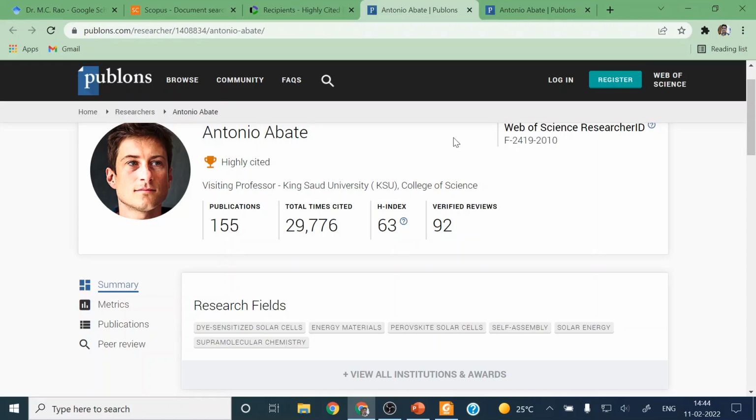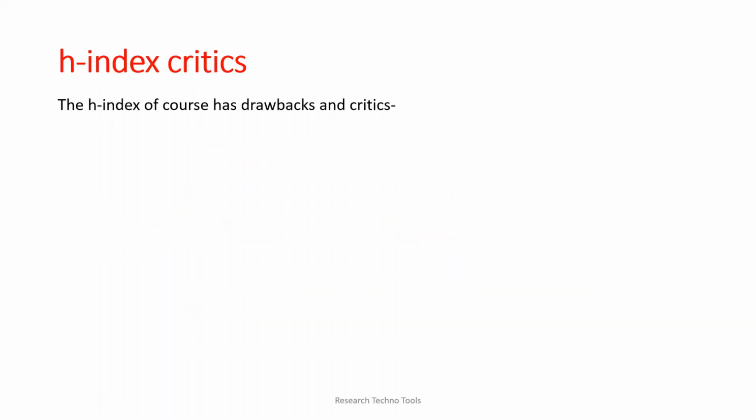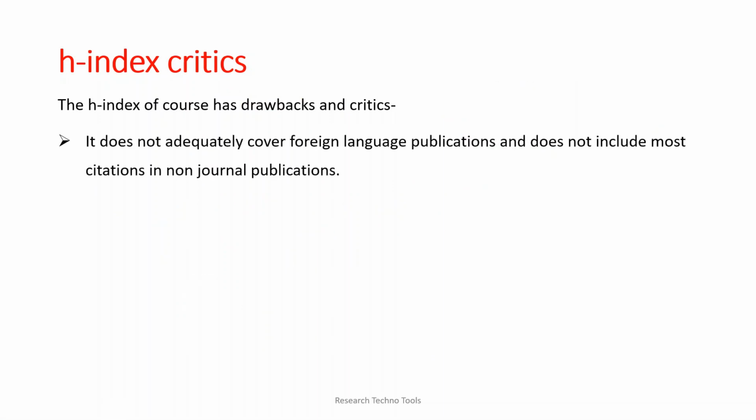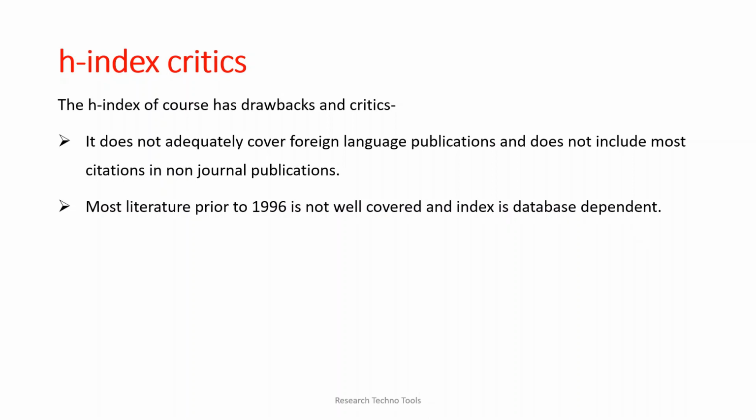The H index has a lot of advantages, but it still has some critics and drawbacks. Let us discuss these. It does not adequately cover foreign language publications and does not include most citations in non-journal publications. Most literature prior to 1996 is not well covered, and the index is database dependent. This is again a drawback of the H index.